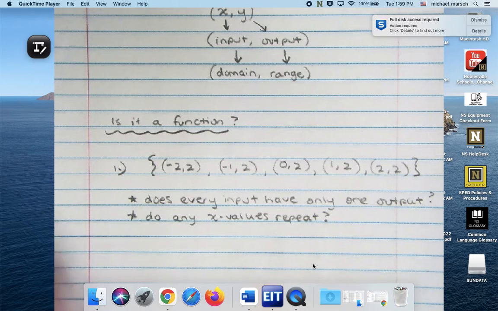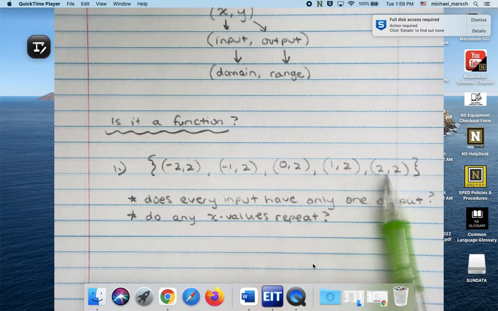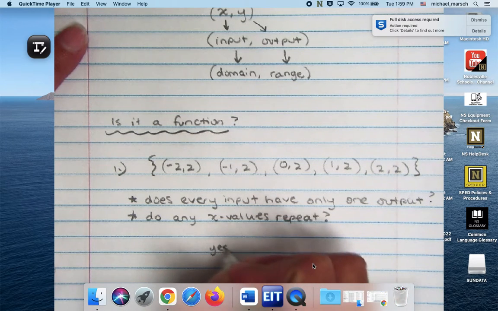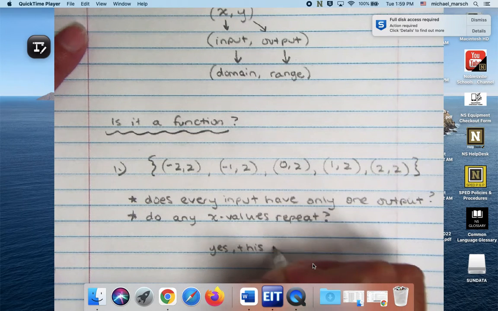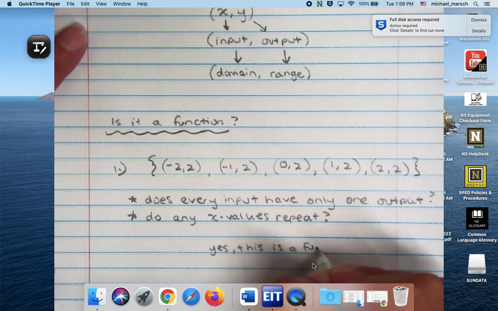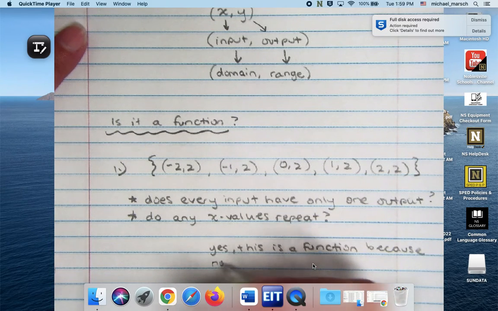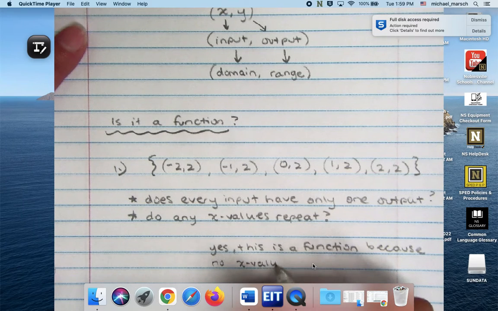So when I look at these ordered pairs, do any of the first digits in the ordered pair repeat? No. Nope. So this is a function. So our answer would be yes. This is a function, because no x values repeat.